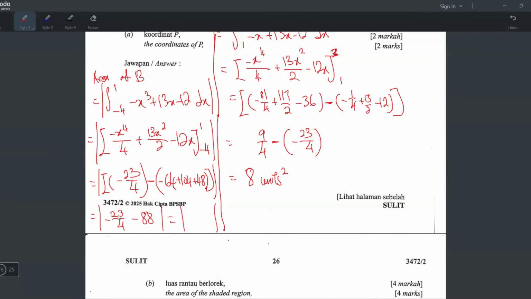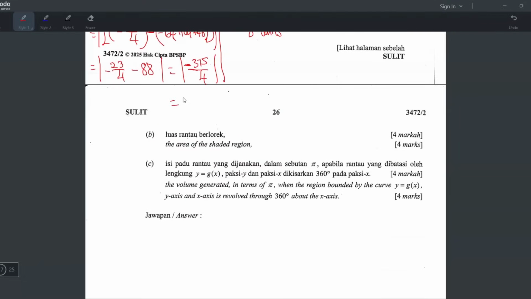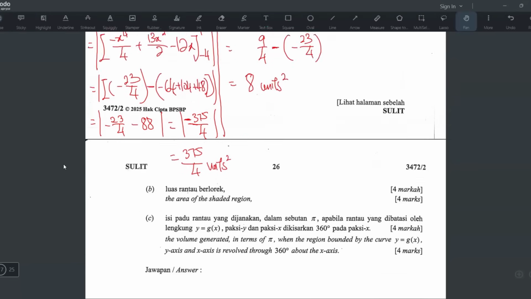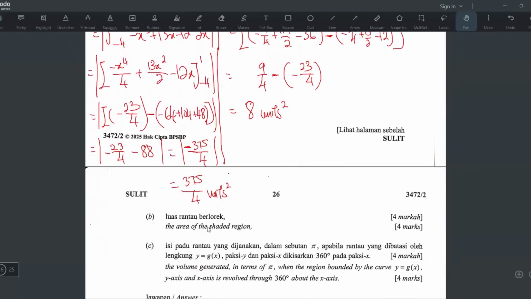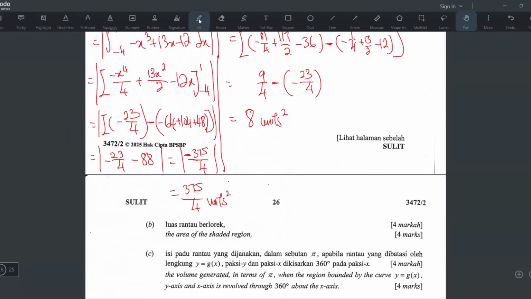Okay, what is negative 23 over 4 minus 88? It will be negative 375 over 4. And then when you take the modulus of that, you're going to get positive. So the answer is 375 over 4. Okay. This one is in unit square. But it's not finished yet. Not finished yet. They ask for the area of shaded region, so you have to add these two, right?